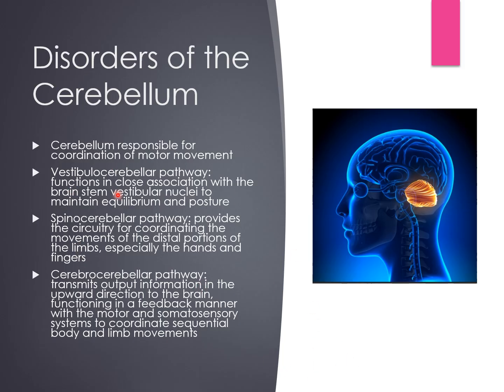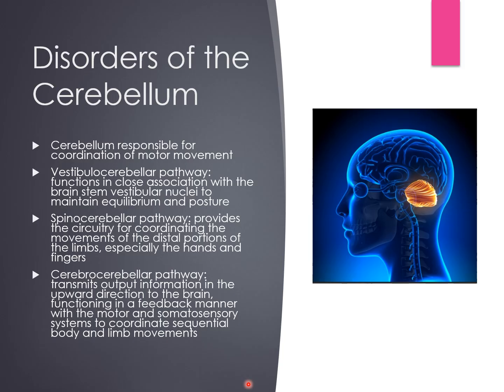It functions in close association with the brainstem vestibular nuclei, and the vestibular nuclei is that coming from the vestibules in the inner ear. It largely helps us to maintain equilibrium and posture. So maintaining our balance and being able to maintain an upright posture, both while sitting and standing. The spinocerebellar pathway provides the circuitry for coordinating the movements of the distal portions of the limbs, especially the hands and the fingers. And the cerebrocerebellar pathway transmits output information in the upward direction to the brain.